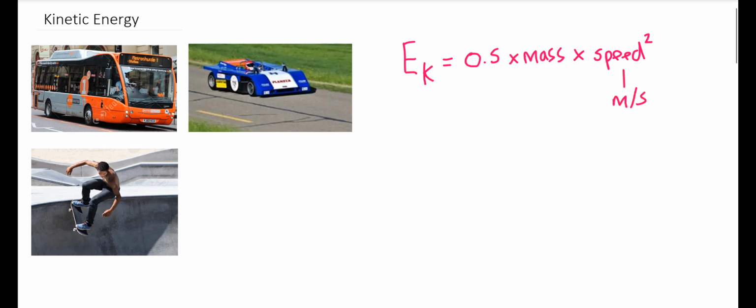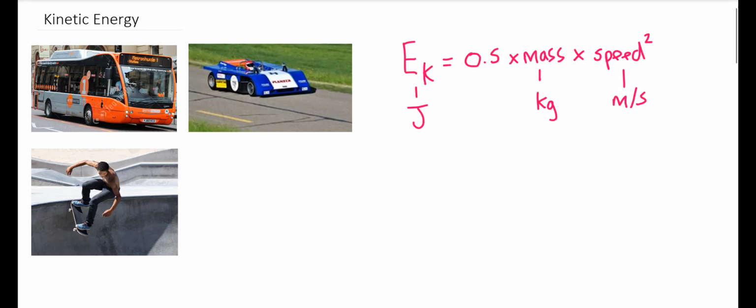To calculate the store of kinetic energy, you'll need to use the following equation, where kinetic energy is equal to 0.5 times the mass of the object multiplied by the speed squared of the object. The units for speed are meters per second. The unit for mass is kilograms. And the unit for kinetic energy is always joules. Notice that it's a capital J for joule.